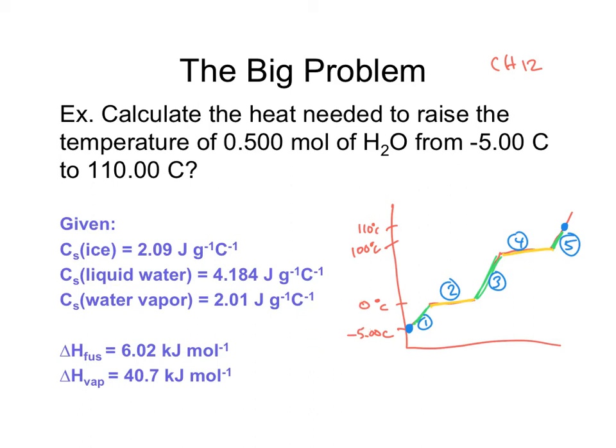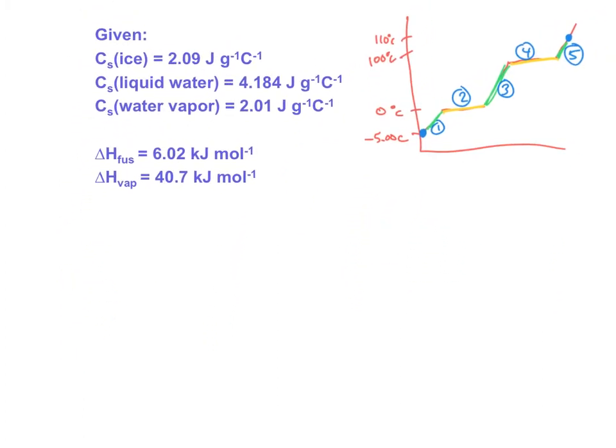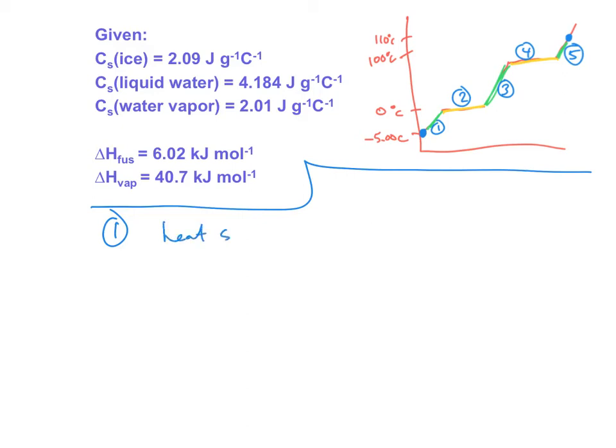Okay, so let's see if I can move this. Yeah, okay. So I'll do it right here. And we'll start with step 1. And we're going to heat the solid from -5 degrees C to 0 degrees C. So we have delta T is 0 minus -5. So that's equal to 5 degrees C.